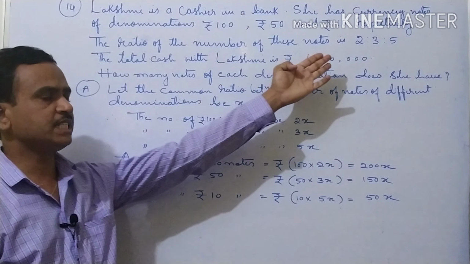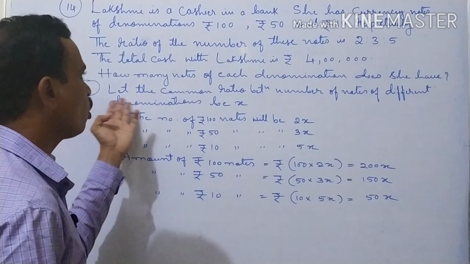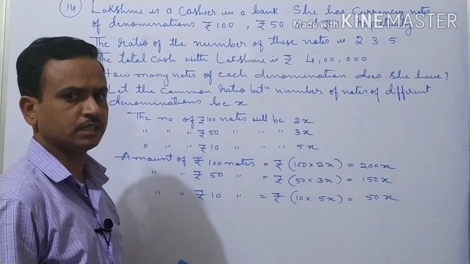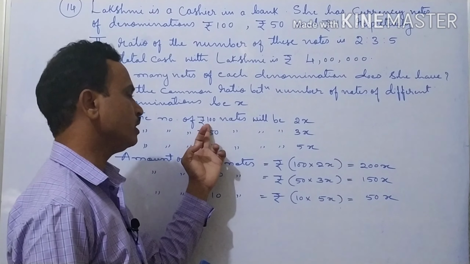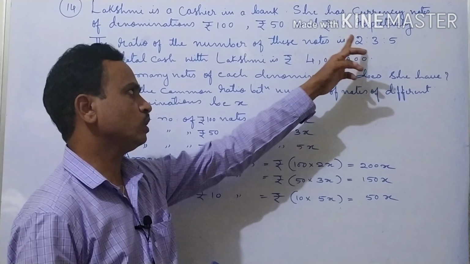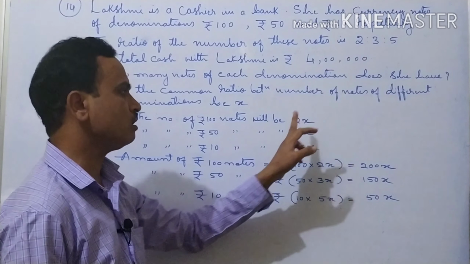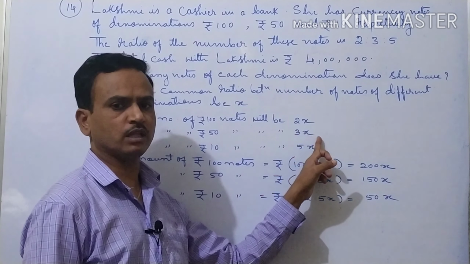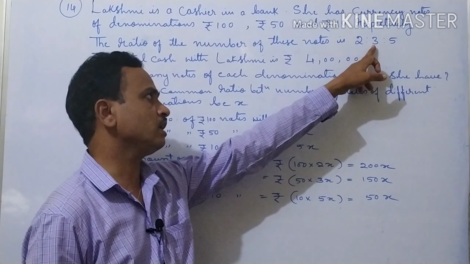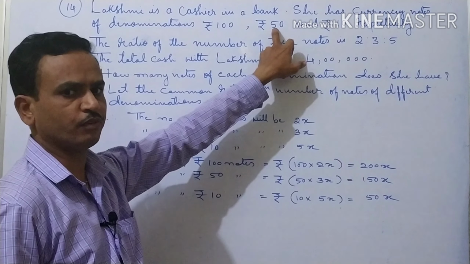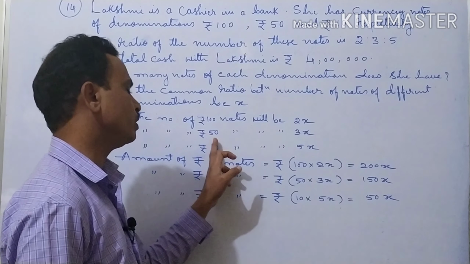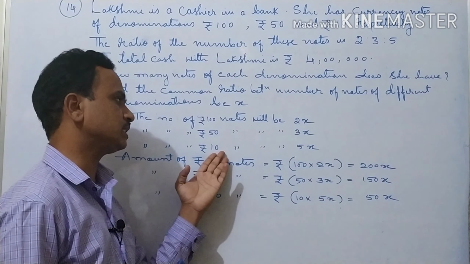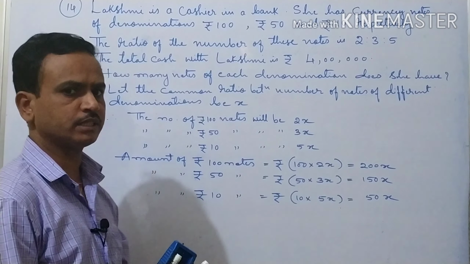When it is given in a ratio, we should take the common ratio between the numbers of notes of different denominations as x. Then the number of rupees 100 notes will be 2x, since the first number given is 2. The number of rupees 50 notes will be 3x, since the second number is 3. Similarly, the number of rupees 10 notes will be 5x.